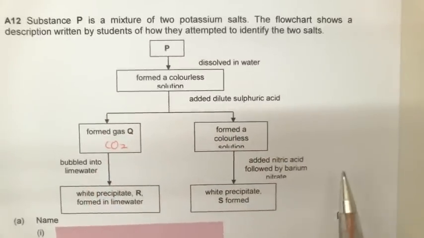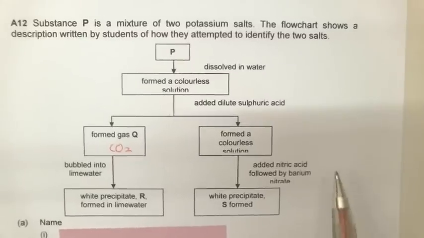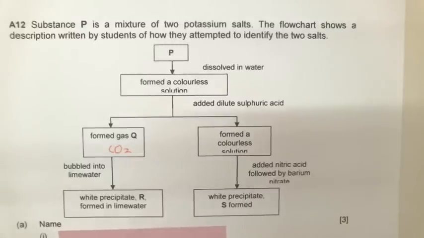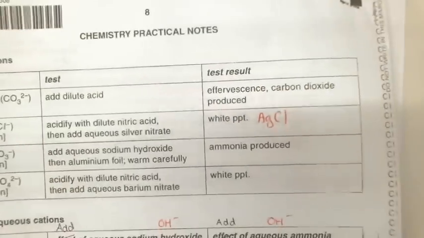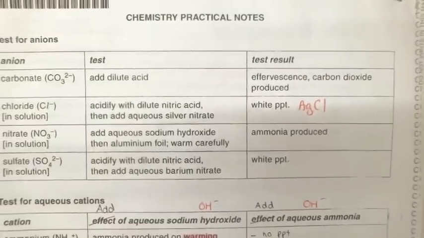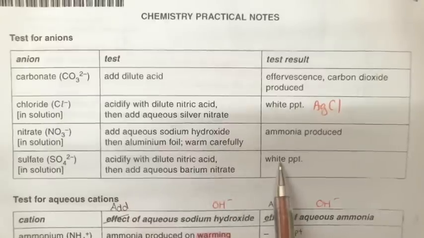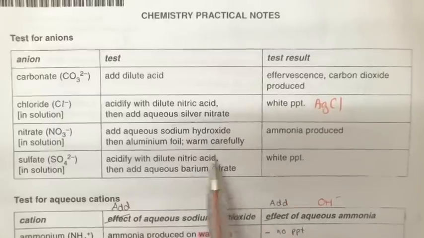Another familiar one that you can find from the flow chart is nitric acid followed by barium nitrate. Where can you find this? Look at the table again. Can you find barium nitrate followed by acid? No, it's here. Can you see the white PPT? Yes, this is the reaction.